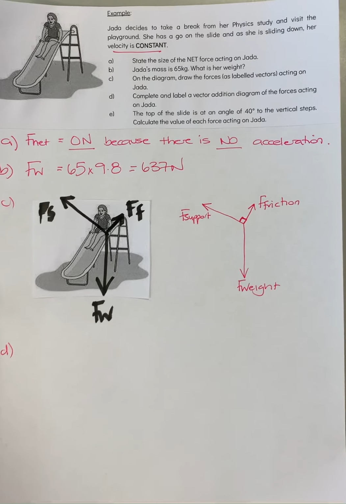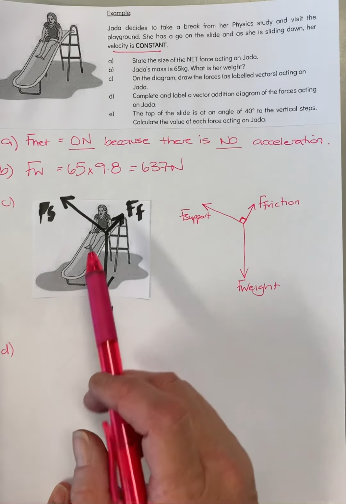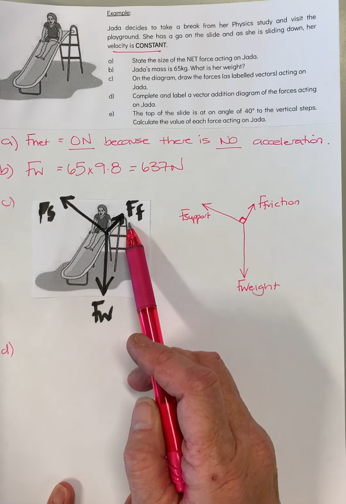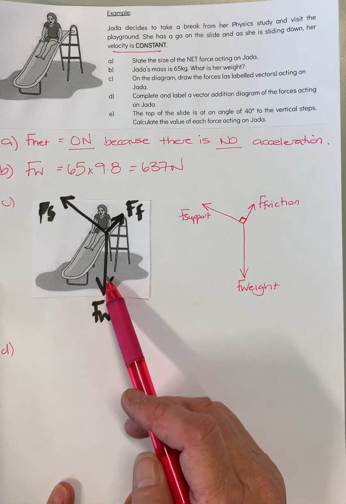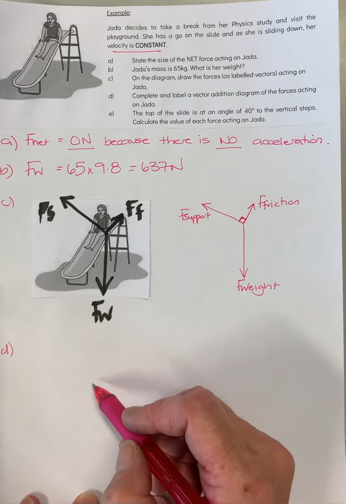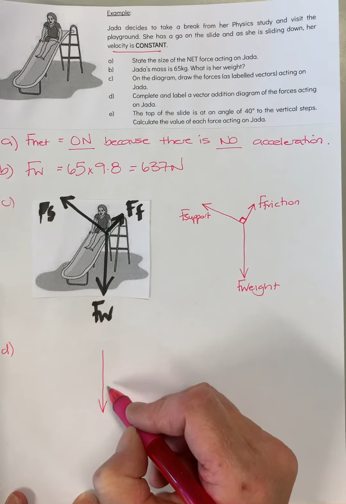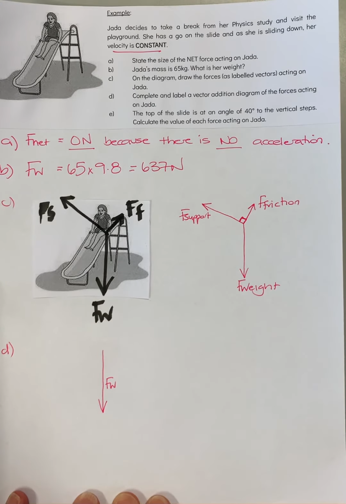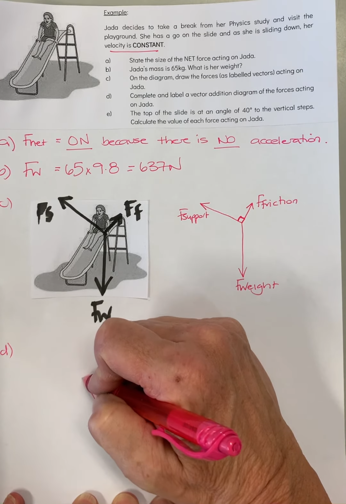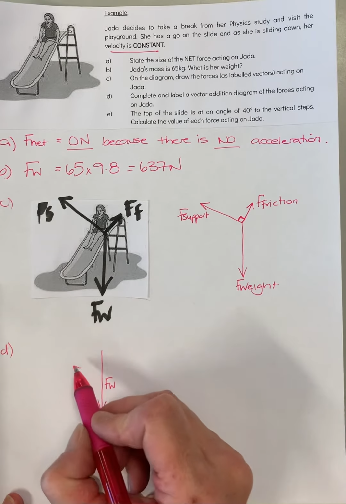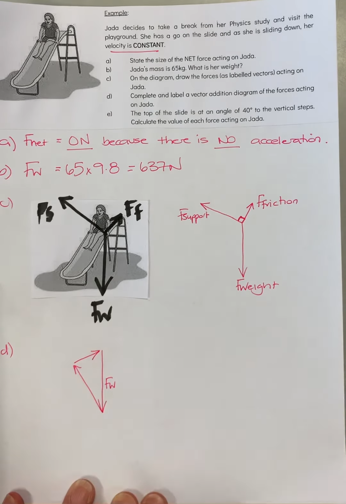So in part D, it says complete and label a vector addition diagram of the forces acting on Jada. So for there to be no net force, we need the support force and the friction force to add up to the weight force. Okay, and we always know that weight force acts down, so I always start with that one because it's the easy one. It always acts down. And then what we've got is support force coming that way and the friction force going that way.